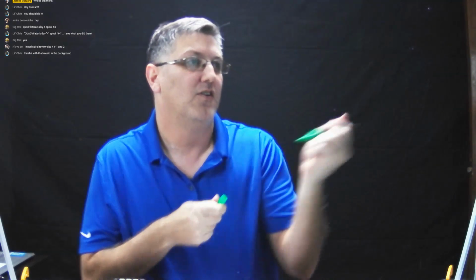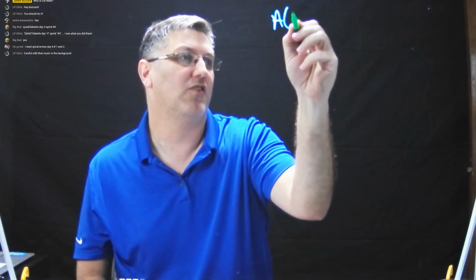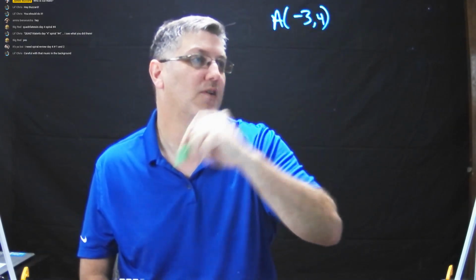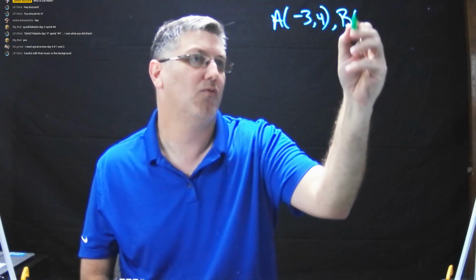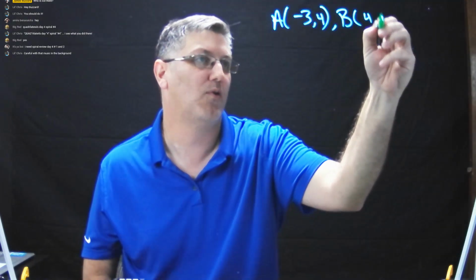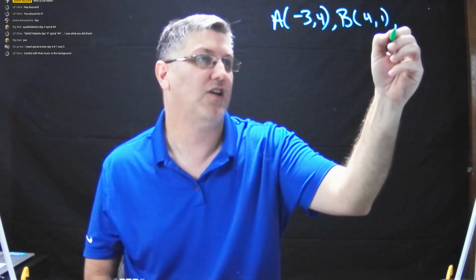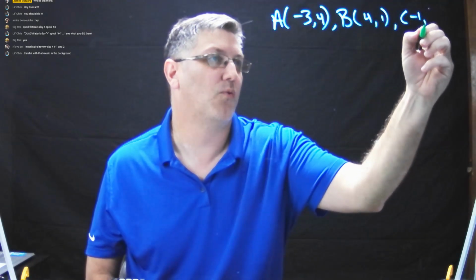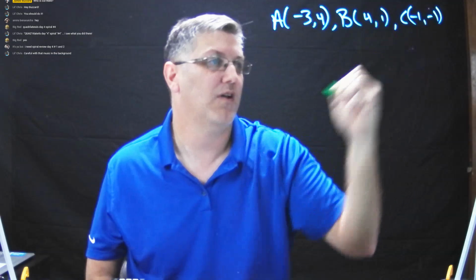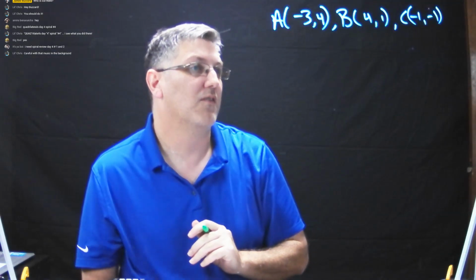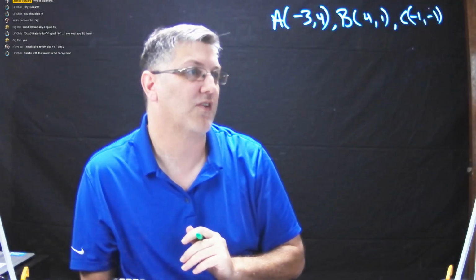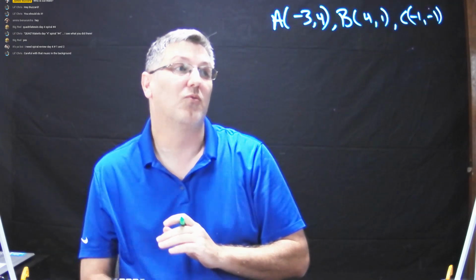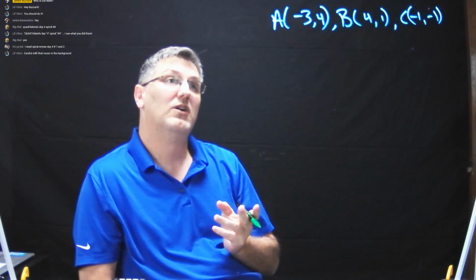Alright, so number 1, as I'm reading it here, says, show that the points with the coordinates of A is, so I've got a point A, which is -3, 4. I have a point B, which is 4, 1, and C, which is -1, -1, that are the vertices of a right triangle. Okay, so we need to figure out if this is a right triangle.